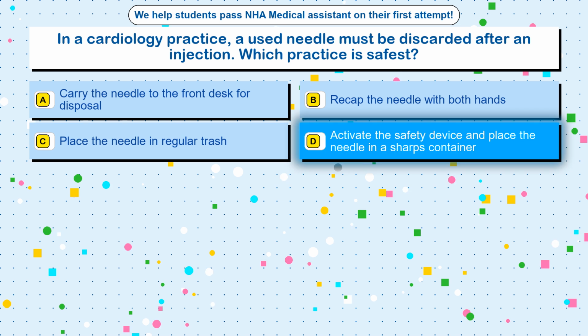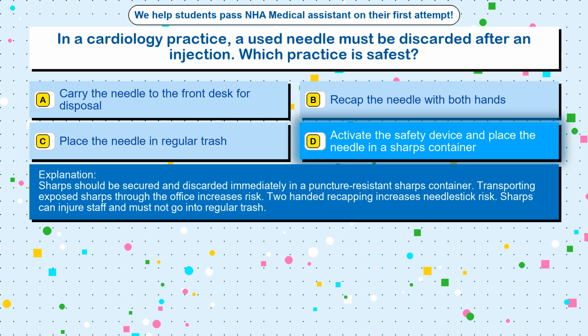The correct answer is option D, activate the safety device and place the needle in a sharps container. Sharps should be secured and discarded immediately in a puncture-resistant sharps container. Transporting exposed sharps through the office increases risk. Two-handed recapping increases needle stick risk. Sharps can injure staff and must not go into regular trash.